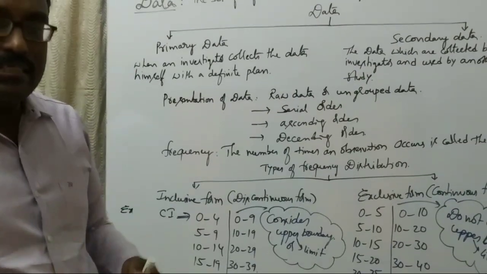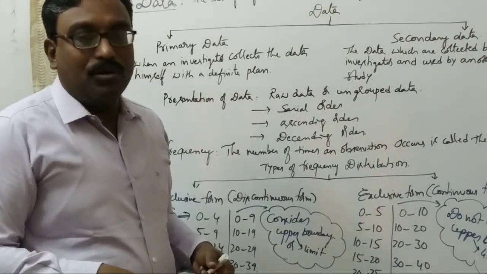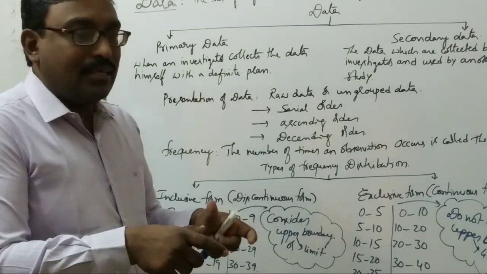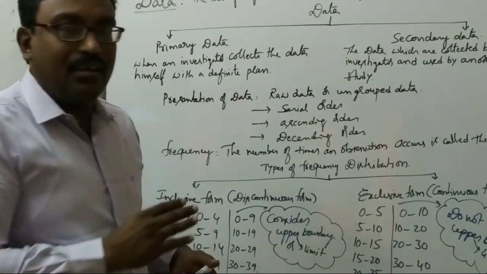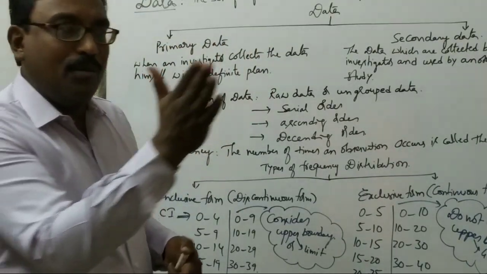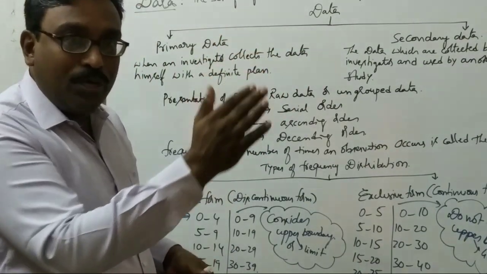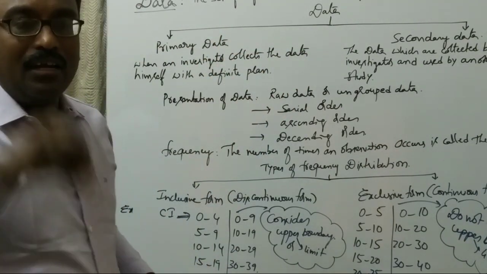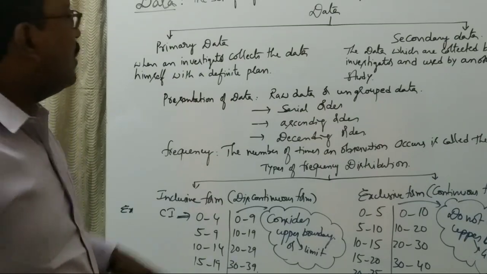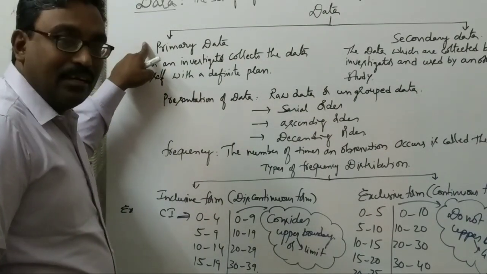Or else, a better example: in your wall cupboard, you are finding how many white color shirts are there, how many red color shirts are there, how many yellow color shirts are there. You are counting. You were involved in that and you found out the data. That is called primary data.